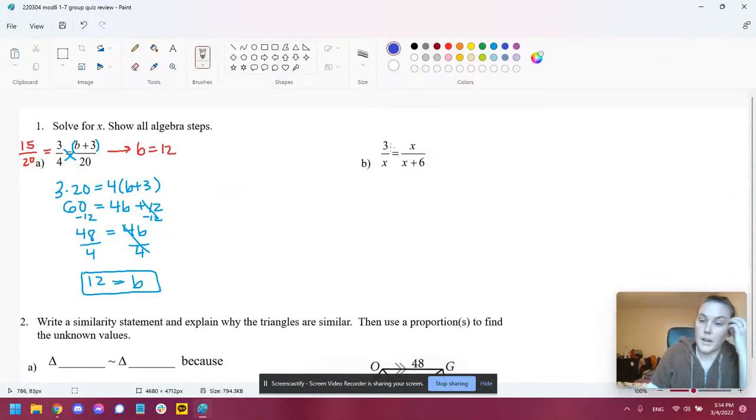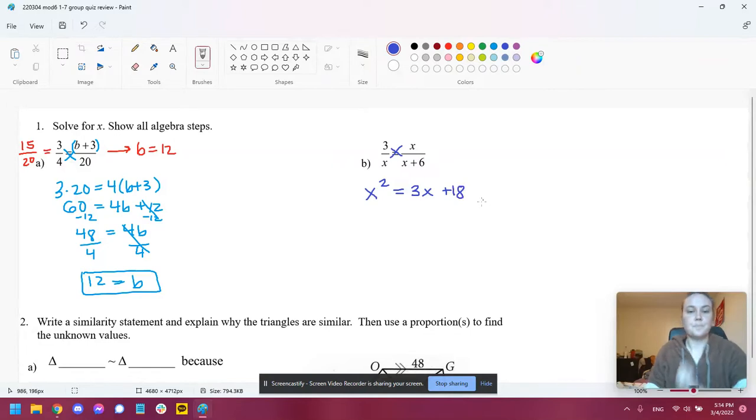For part B, I am going to go straight into cross multiplication. The x times the x gives us x squared. The 3 times x plus 6 gives us 3x plus 18, because I'm going to do the 3 times the x and times the 6. Now, over here we've got a linear equation. That means there's only x's and numbers. Over here, we've got a quadratic equation. We've got x's, numbers, and x squareds.